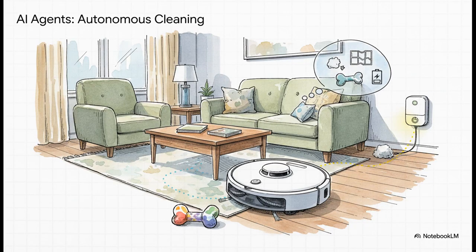An agent is a little different. It's not just sitting there waiting for you to ask it something, it's proactive. It can actually take actions on its own to get a job done. The perfect, simple example is your robot vacuum. It maps out your house, it cleans the floors, and it goes back to its dock to recharge, all without you micromanaging every single move.